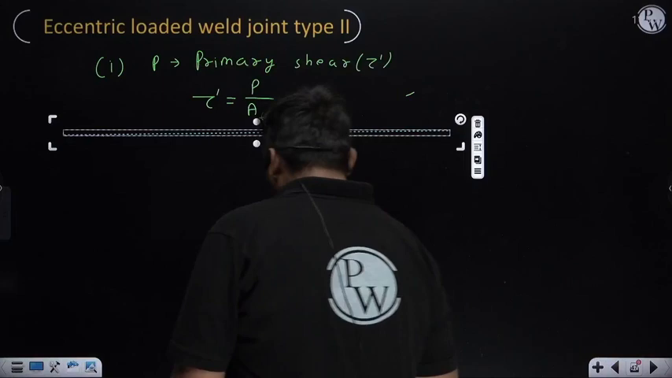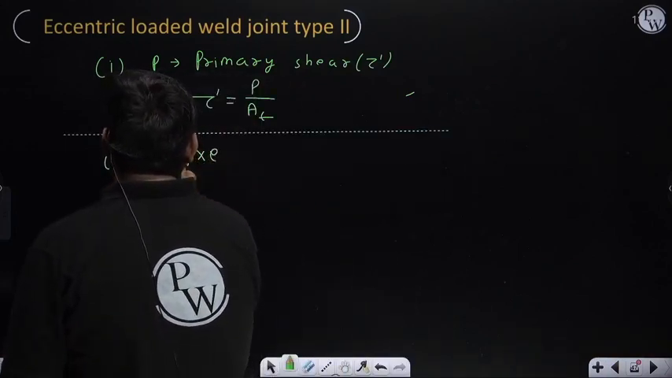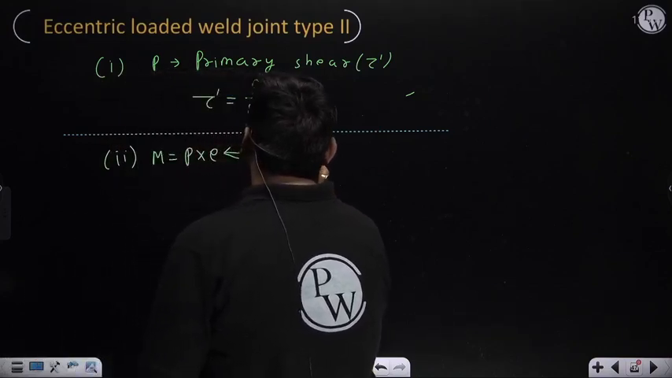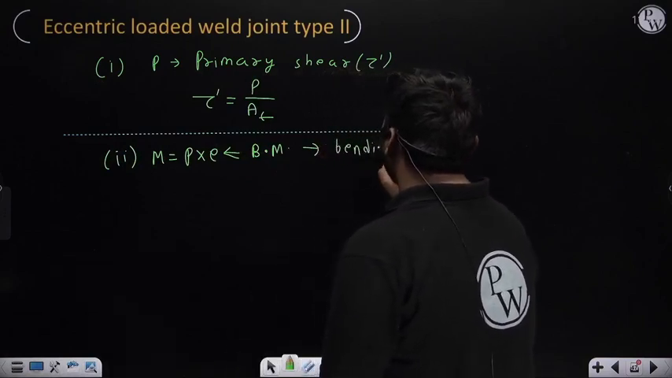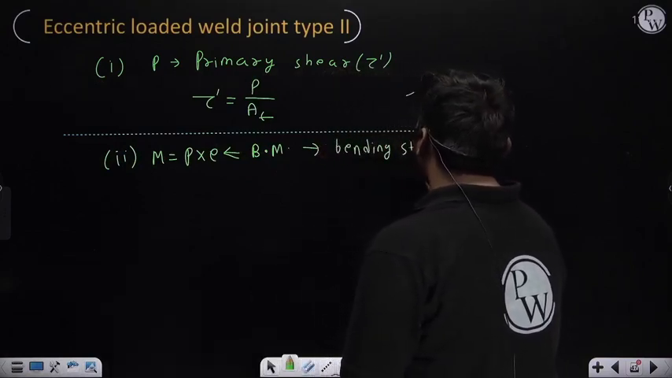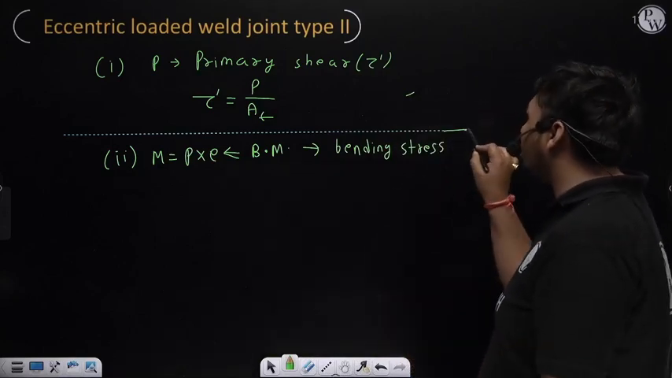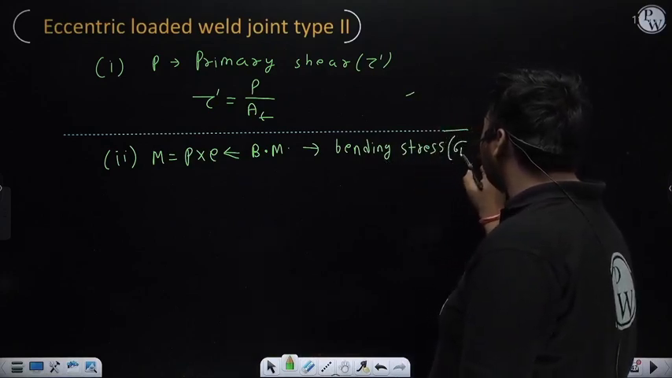Now, due to moment P into E, here moment P into E is acting like a bending moment. So due to bending moment, bending stress will come, and the nature of bending stress is normal. You can also refer to this stress as secondary normal stress because it is coming from the moment. Okay, so I am denoting this bending stress as sigma B.